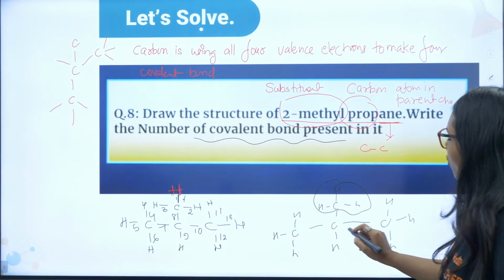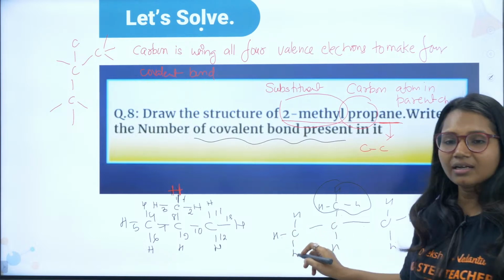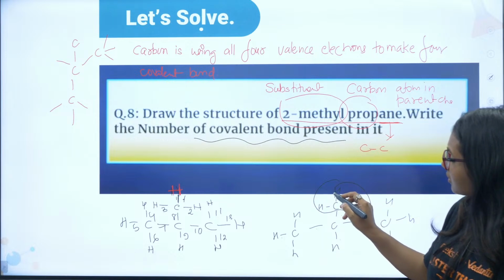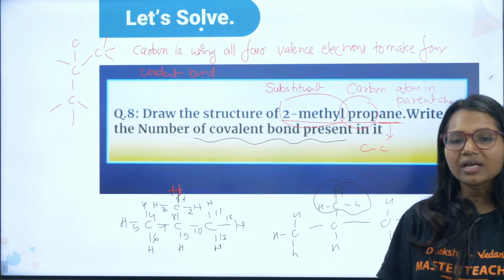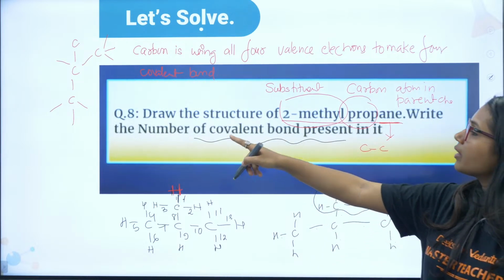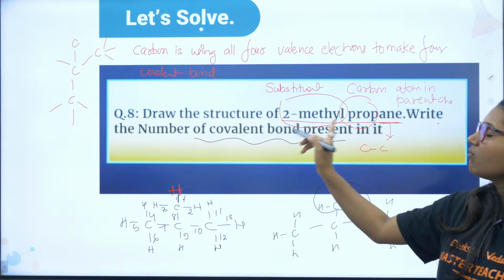1, 2, 3, 4, 5, 6, 7, 8, 9, 10. No, you don't have to make this mistake. You have to count this also. Understood, guys? So total there are 13 electrons. You have to count all. They asked to write the number of covalent bonds.